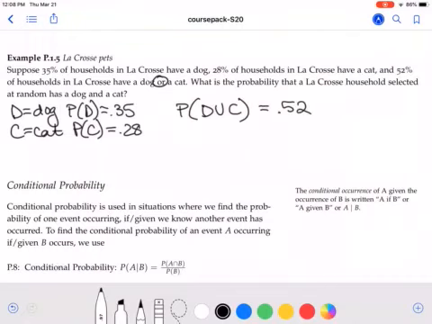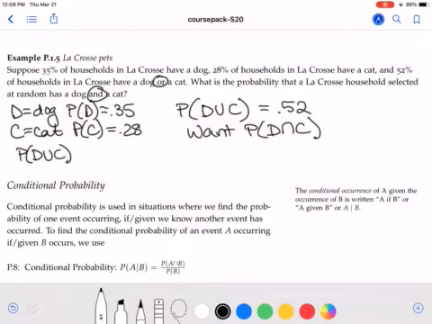Then we want to know what's the probability that a La Crosse household selected at random has a dog and a cat. So we want the probability of D and C. So by writing out what we know and writing down what we want, we can try to piece together if there's any formulas that allow us to accomplish that. We do have this formula that says the probability of one thing or another, so here D or C, is the probability of the two things being added together minus any overlap or the and statement.